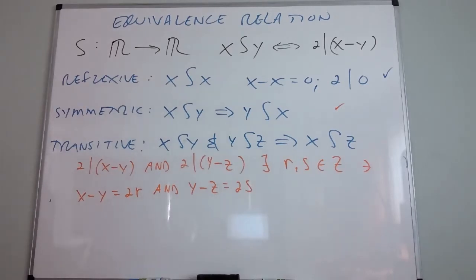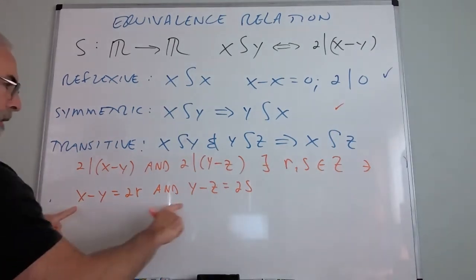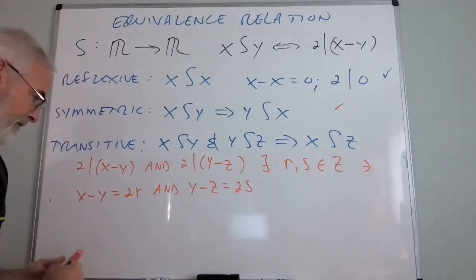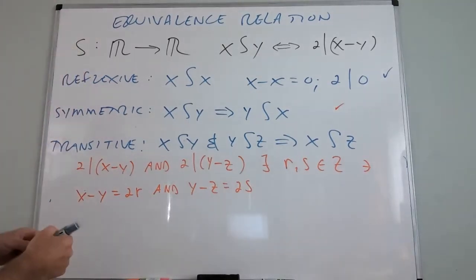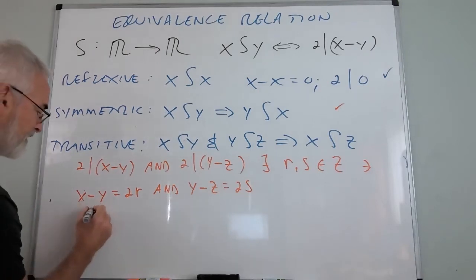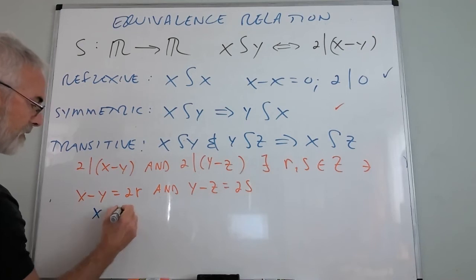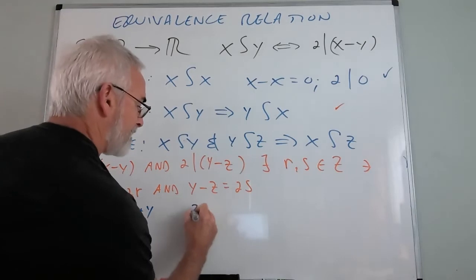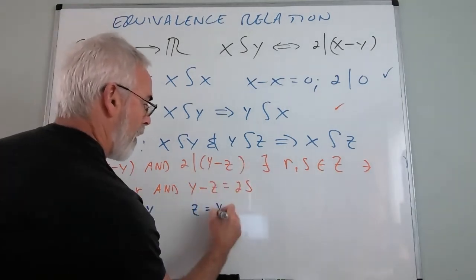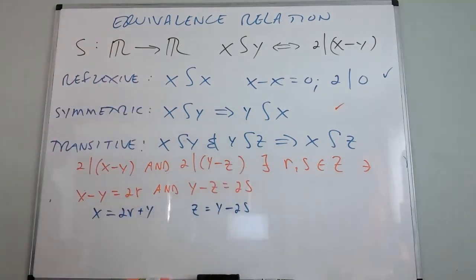Okay. So if I say this, then can I put these two together somehow? Well, if X minus Y is 2R and Y minus Z is 2S, then what's the last statement I want to do? X and Z. So I need to solve for X and Z. So what if I wrote this as X equals 2R plus Y, and here Z equals Y minus 2S.